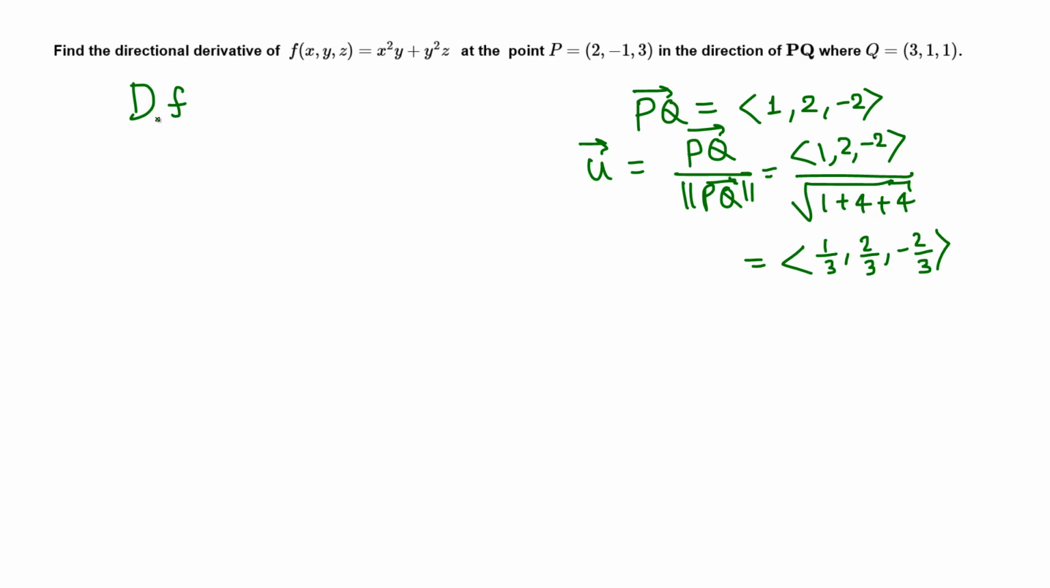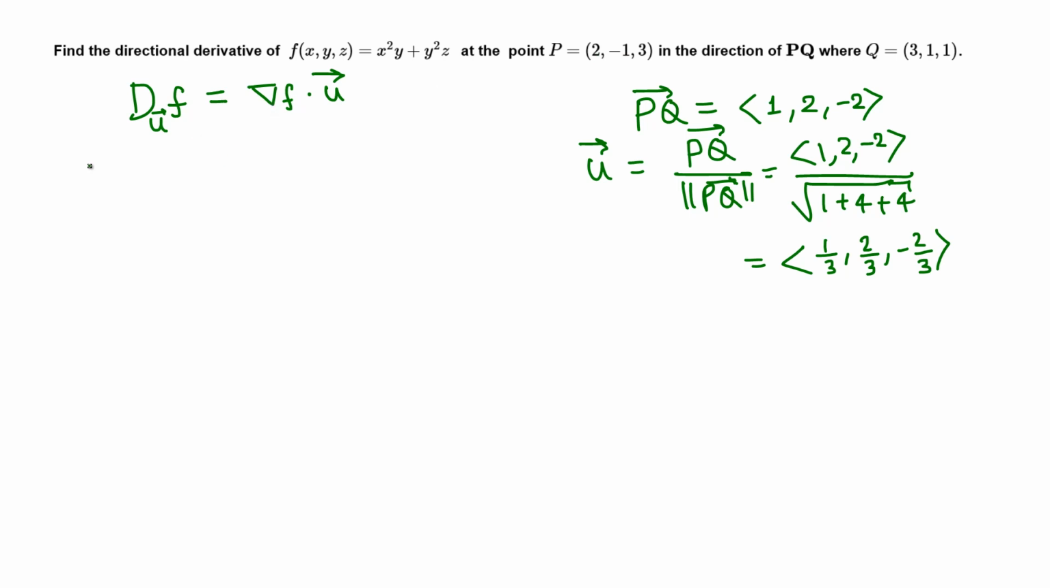So directional derivative in the direction of U vector of f, we want to find this. This is by definition the gradient vector. That's the gradient of this function dotted with the unit vector, and eventually we want to evaluate this directional derivative at 2, negative 1, 3. Okay, so let's find the del f.